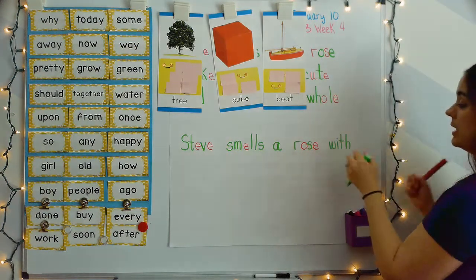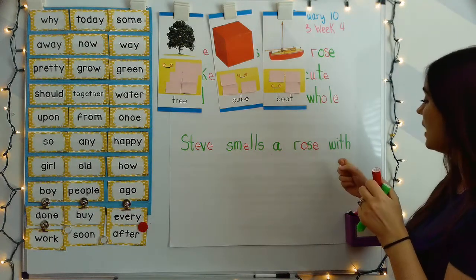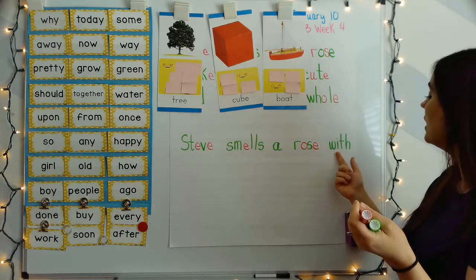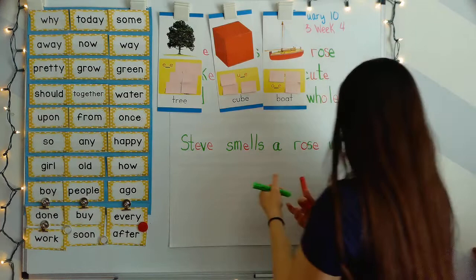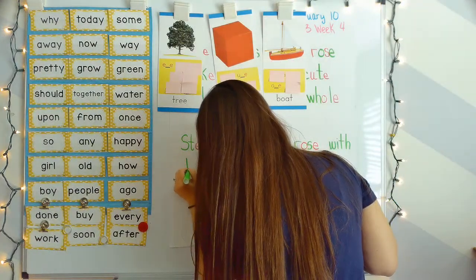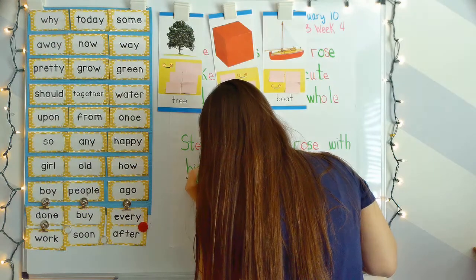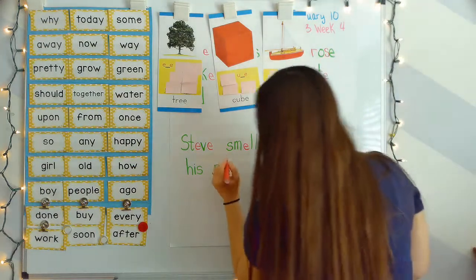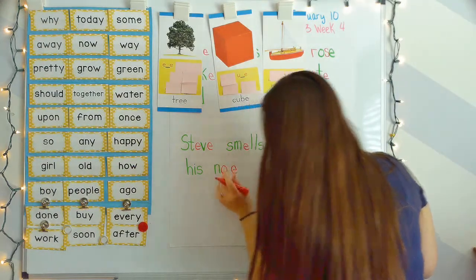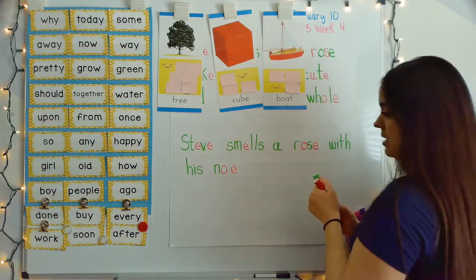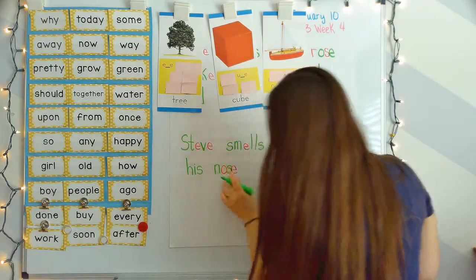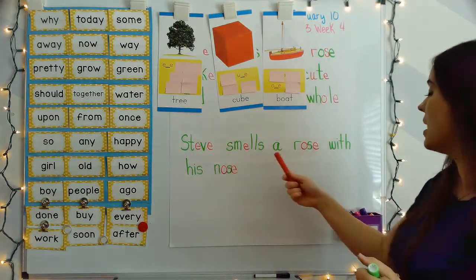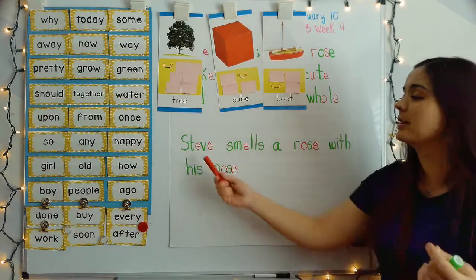High frequency word with, which by the way we can now sound out because we have TH as one of our back pocket skills. With. Steve smells a rose with his... and says... O blank E, long O sound. S says O's, nose. Let's read our sentence. Steve smells a rose with his nose. Your turn.